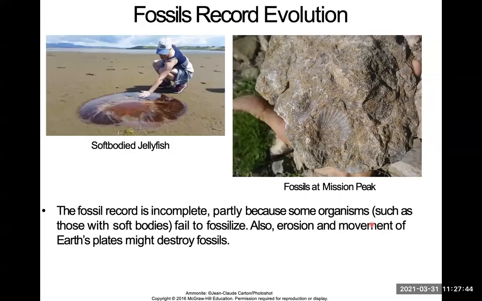Also, erosion and movement of tectonic plates might destroy fossils. So you might not even be able to find it even if it got fossilized, because it got lost through tectonic plates, because the environment is changing and a lot of different things are happening. So that's why fossil evidence is biased.